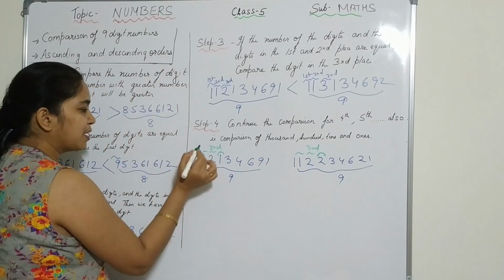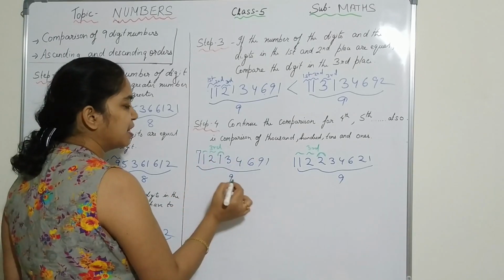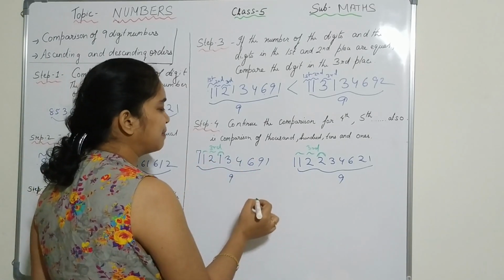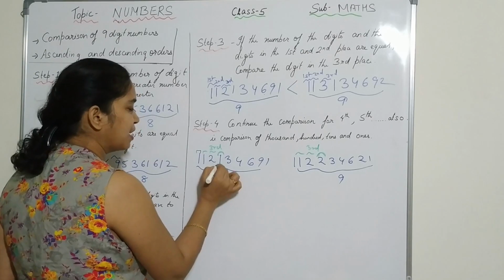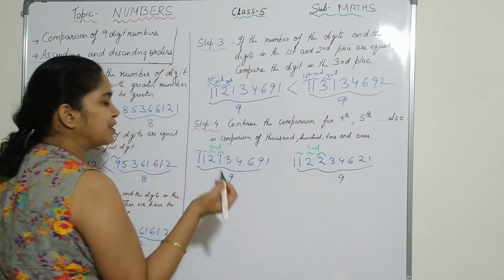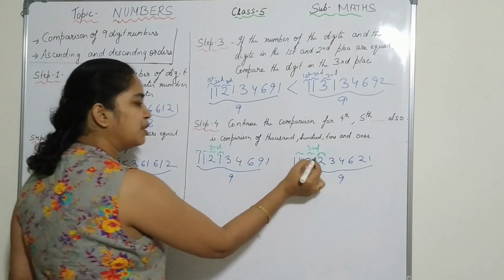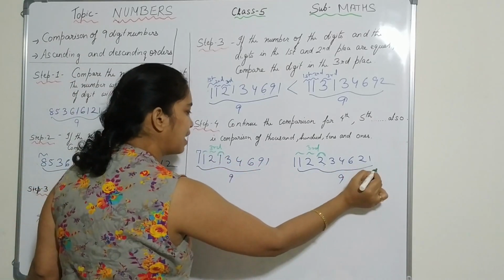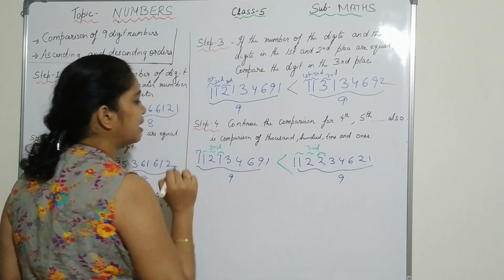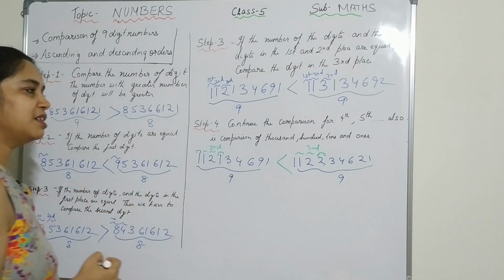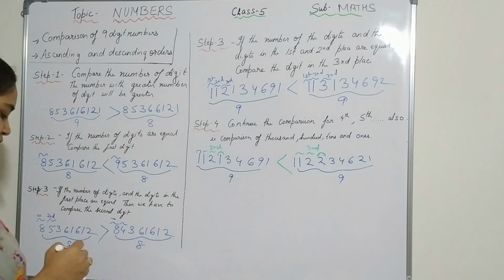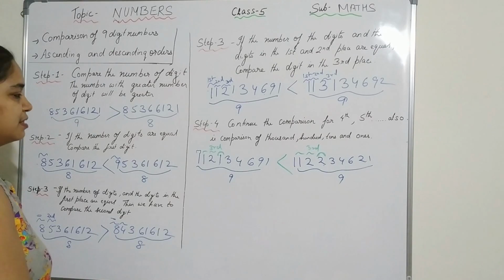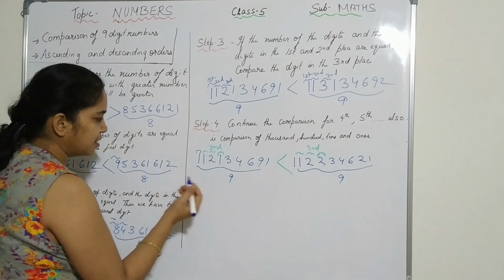So you have to compare the 4th digit, that is in the lakhs place. Yes, here it is 1 and here it is 2. So which will be greater? Naturally 2 is greater than 1. So this whole 9-digit number is greater than this whole 9-digit number. So the steps continue like this. Yes, so I'll take another number.